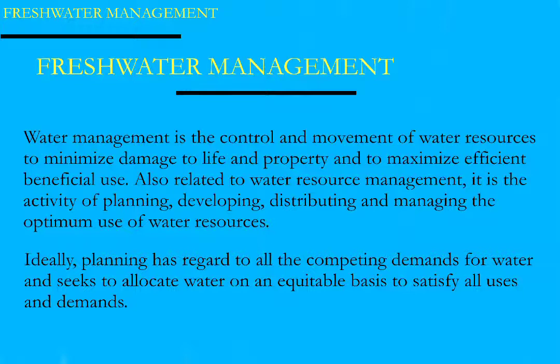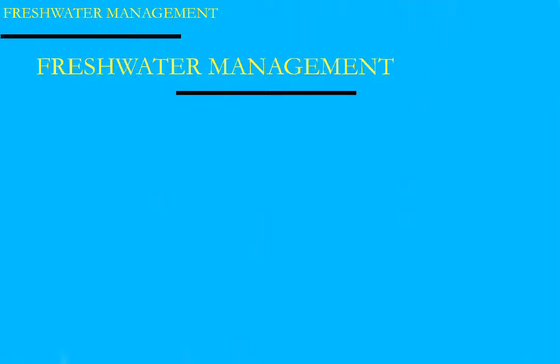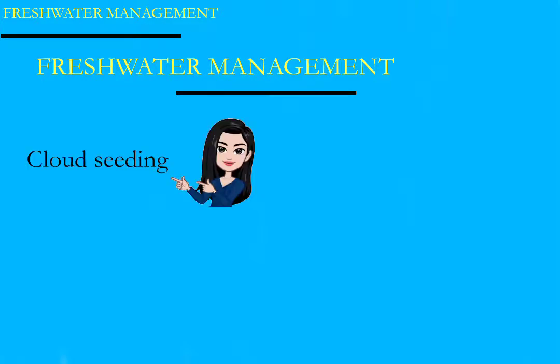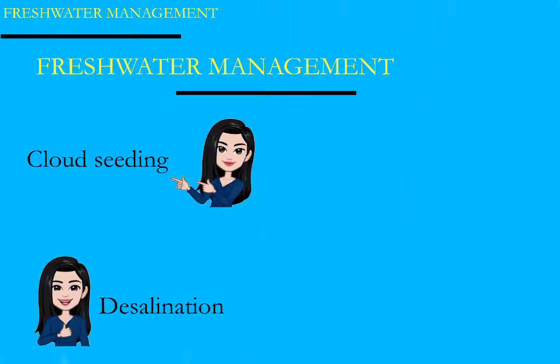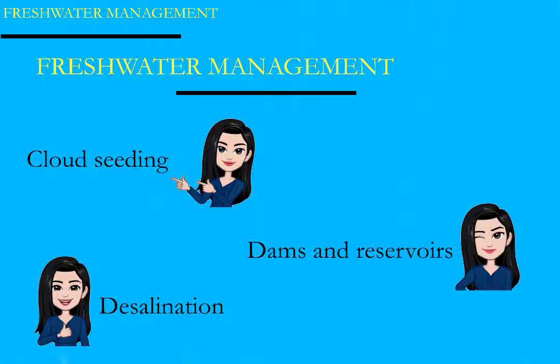Ideally, planning has regard to all the competing demands for water and seeks to allocate water on an equitable basis to satisfy all uses and demands. And there are many human ways to maximize efficient use of water. At this point, we'll be discussing three of these systems and technologies, with cloud seeding first, followed by desalination, and the dams and reservoirs. Let's start with cloud seeding.